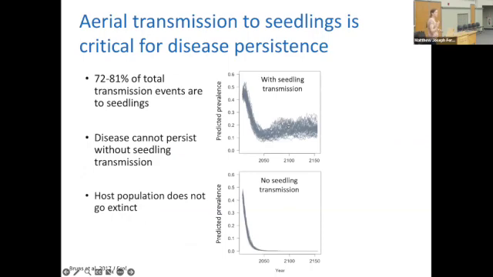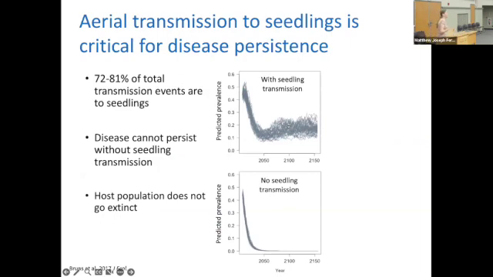And so what we found from this is that when we analyze this model, aerial transmission turns out to be completely critical for disease persistence in the system. So our model estimates that actually 70 to 80% of the total transmission events in the system are due to aerial transmission to seedlings. And we've also found that the disease cannot persist without seedling transmission.